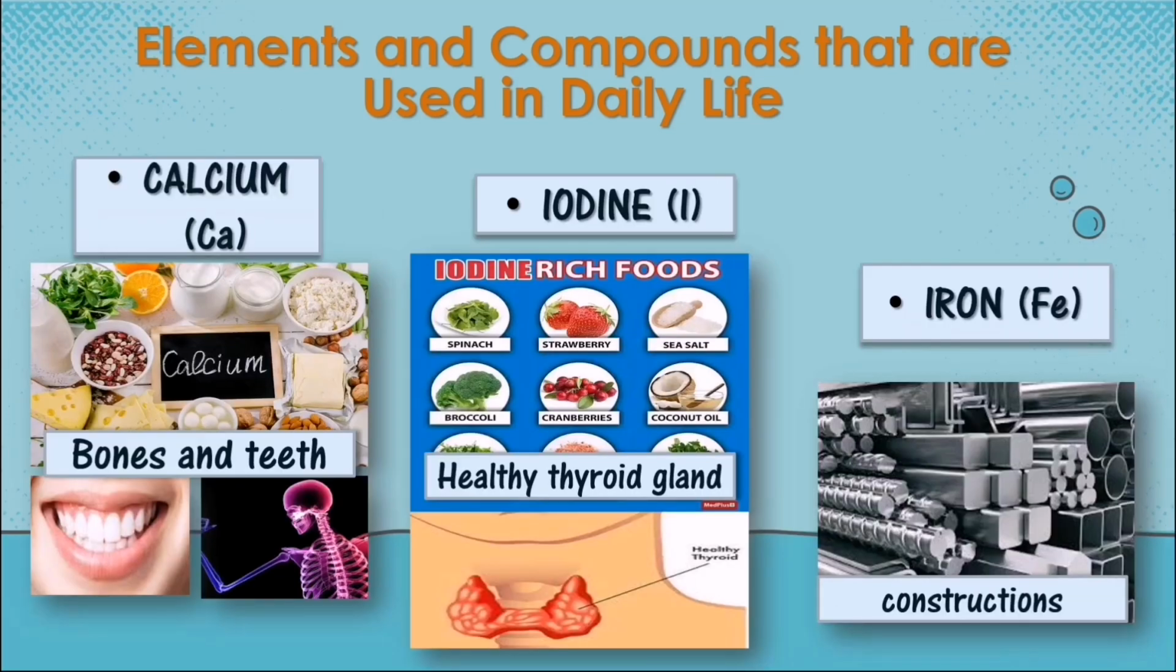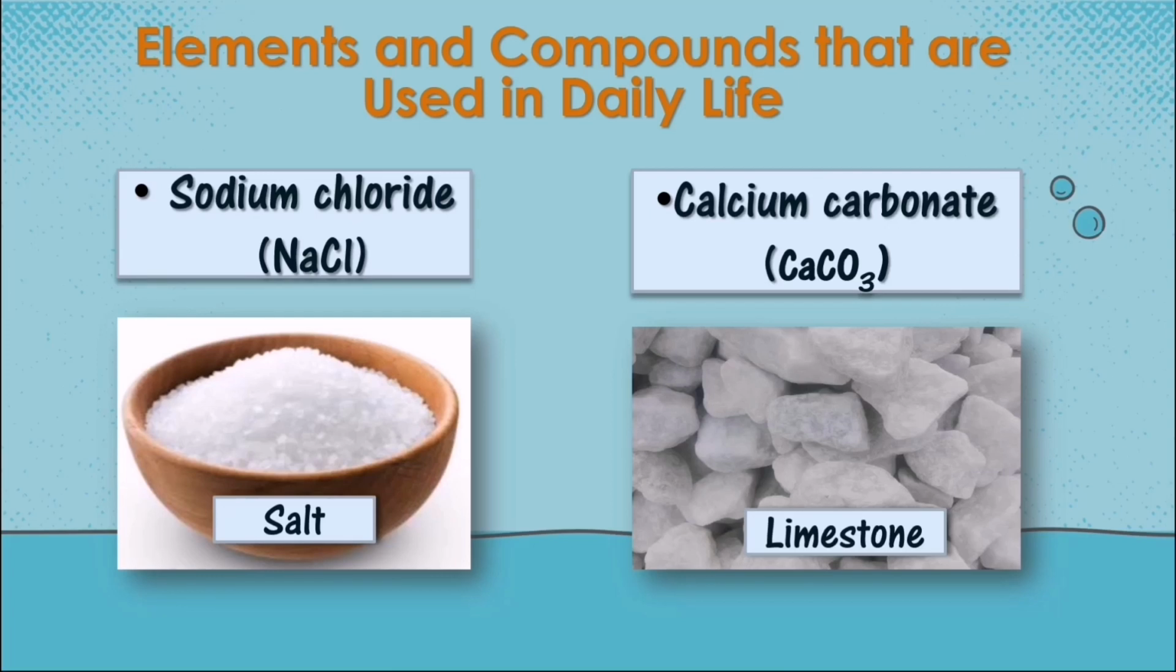Next is calcium for our bones and teeth. Iodine, for a healthy thyroid gland para dili ta magka-goiter. Ang iron para sa construction, mga buildings. Next is sodium chloride or also known as salt. So, compound na siya, class. So, kinahanglan kaayo nato ang asin, di ba? Calcium carbonate, ang limestone, para very important. Paano siya ginagamit, class?